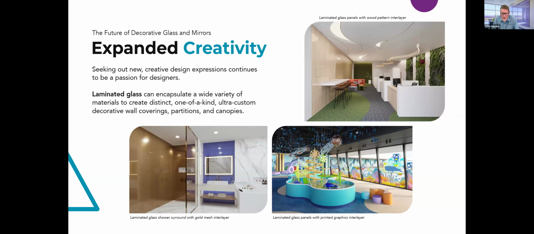Laminated glass can encapsulate a wide variety of materials to create distinct, one-of-a-kind, ultra custom decorative wall coverings, partitions, and canopies. And here's some examples. The glass laminate, the wood. This is what I was talking about, the top right. That is actually a wood looking laminate in between two pieces of glass.